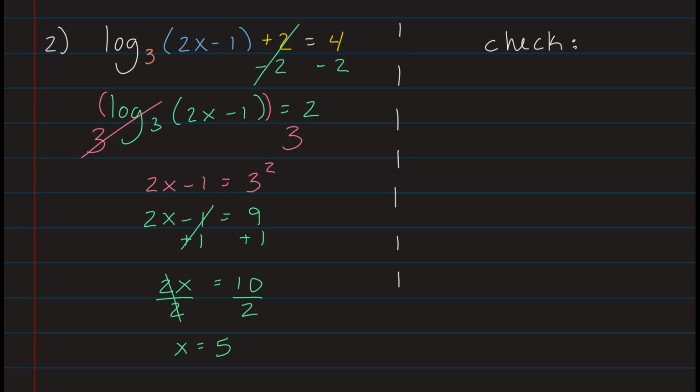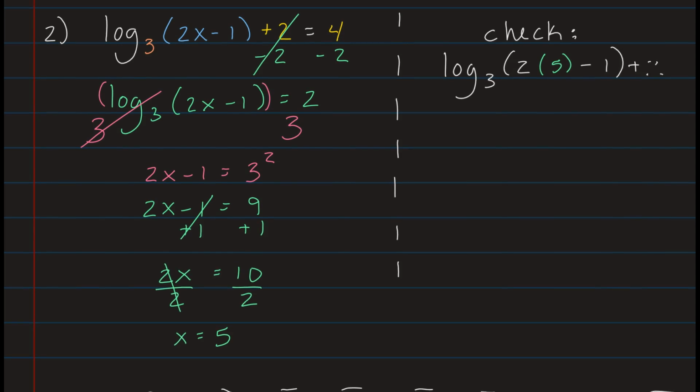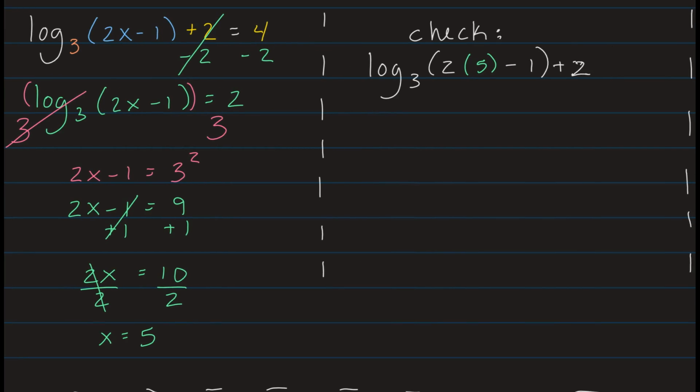Now before we can circle our solution, we must check our solution. Meaning I plug 5 in, I substitute 5 in for our original variable x. So I have log base 3 of 2 times 5 minus 1 plus 2 is equal to 4.